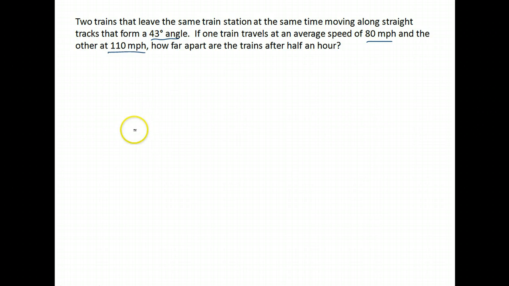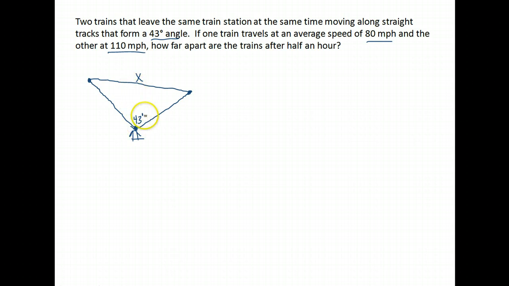So here's how we work this. Here's our train station. I know, beautiful. The trains both start here and they leave, but they're going in different directions in straight paths, and their straight paths where they came from made an angle of 43 degrees. We want to know how far apart they are after one half an hour. So if we stop them at a half an hour and measure the distance from one to the other, what would it be? This is the value we want.